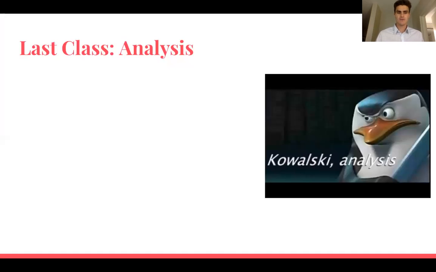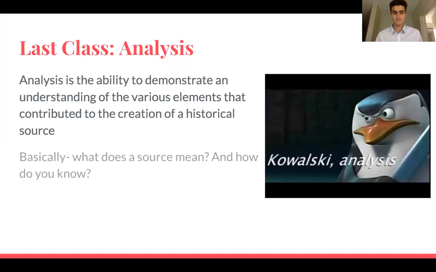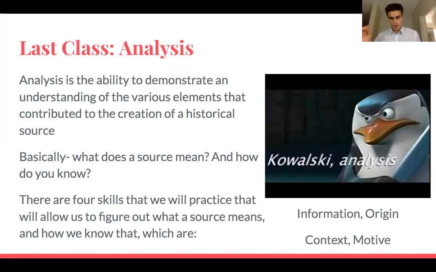Last class, we talked about analysis, right? Analysis is the ability to demonstrate an understanding of the various elements that contributed to the creation of a historical source. Basically, analysis is: what does a source mean and how do you know? There are 4 skills that we practiced that allow us to figure out what a source means and how we know that. These 4 skills are information, origin, context, and motive.